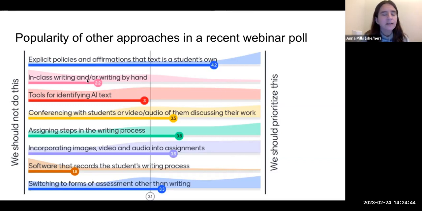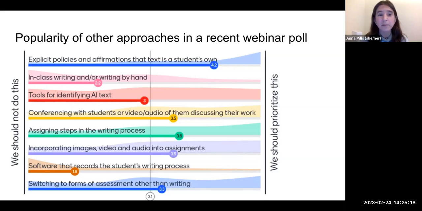We can definitely consider assigning in-class writing or writing by hand. There are tools for identifying AI text. They're not very accurate. There's software that claims to be accurate, but news coverage and anecdotes on Twitter suggest that all of the software available for detecting AI text is prone to some false positives and false negatives.